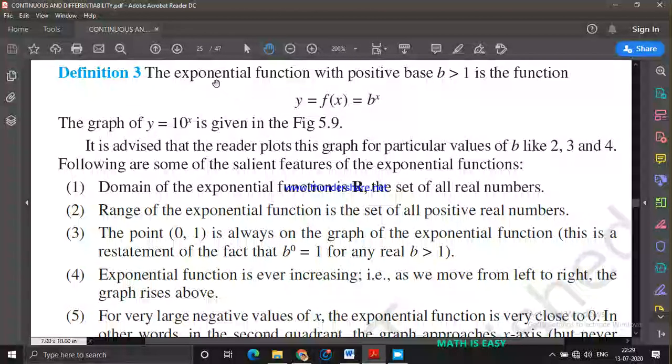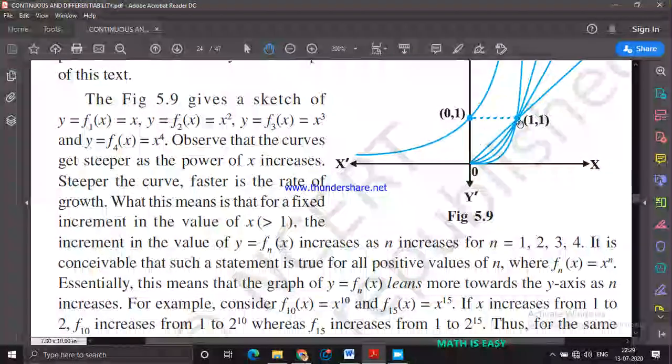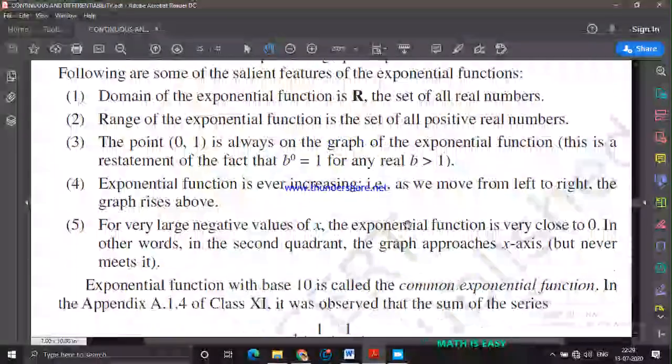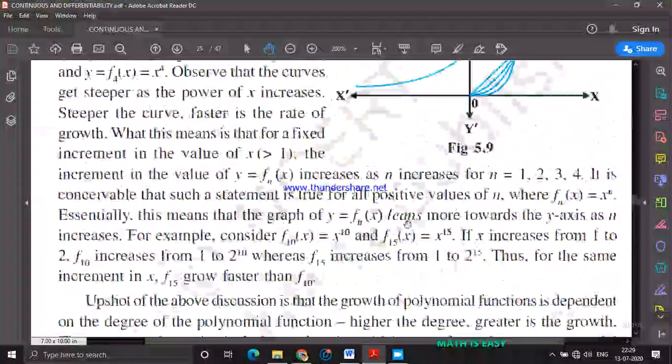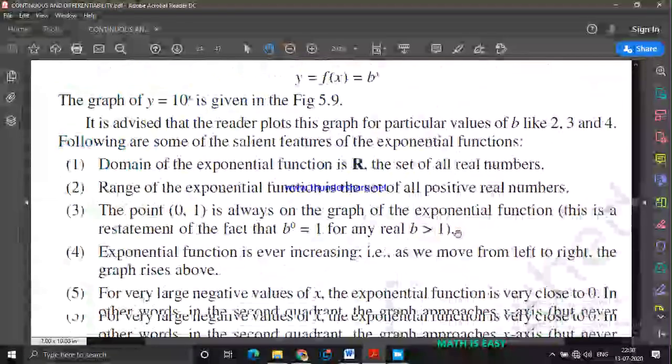That's why the domain of the exponential functions is all the real number system, and the range is just the set of all positive real numbers. Okay. Next, the point (0, 1) is always on the graph of the exponential function. Even in the graphs you have seen, every graph goes through the point (0, 1), which must be a point on the exponential. Sorry, not this one. These are all exponents. Okay.